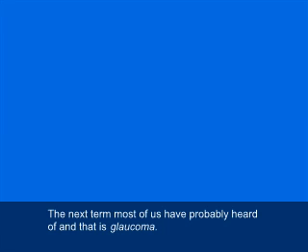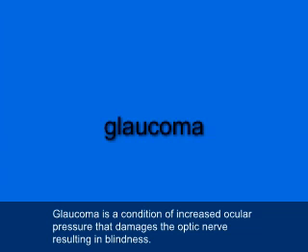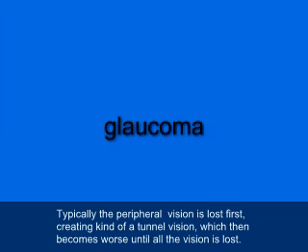The next term most of us have probably heard of, and that's glaucoma. Glaucoma is a condition of increased ocular pressure that damages the optic nerve, resulting in blindness. Typically, the peripheral vision is lost first, creating kind of a tunnel vision, which then becomes worse until all vision is lost.